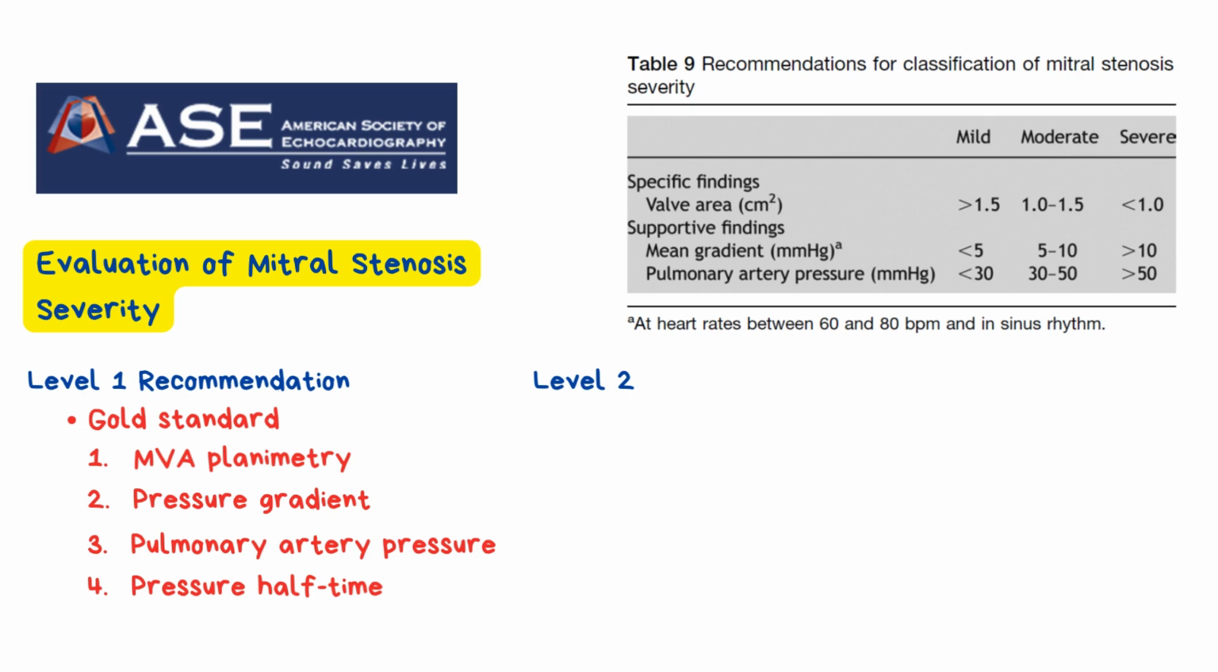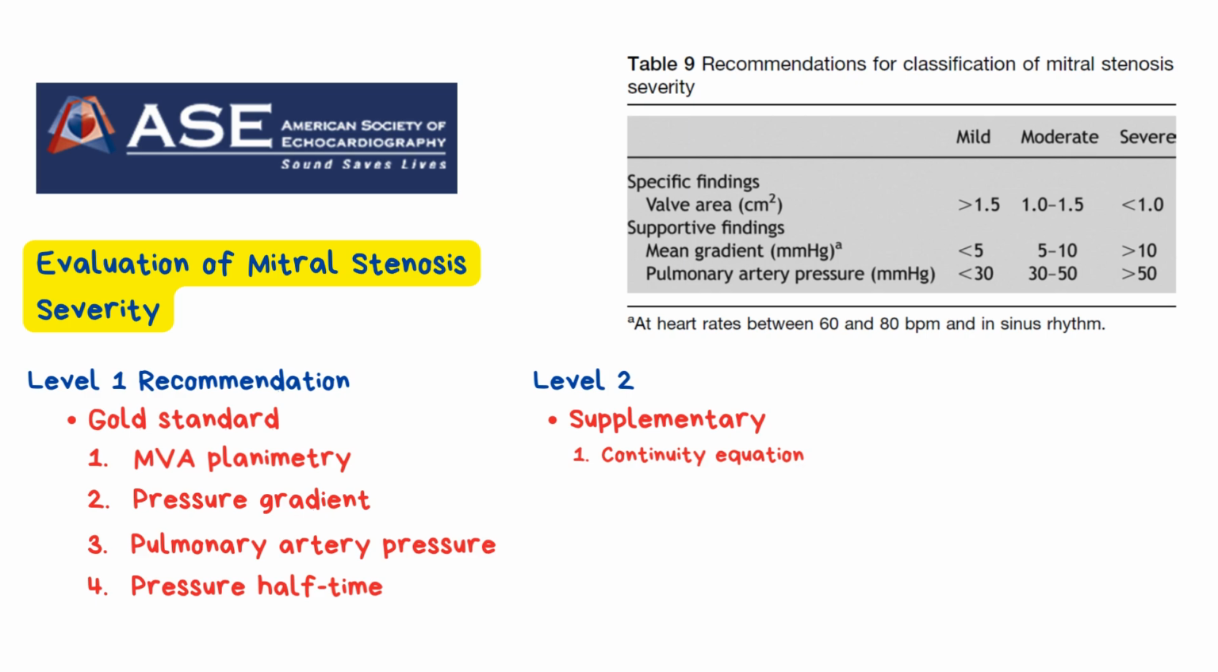Level 2 recommendations are for when the Level 1 method doesn't give you the full picture. These tests are used selectively, often to clarify more complex or borderline cases, or to guide further decision-making when echo findings are unclear. Level 2 recommendations include, first, the continuity equation. It's based on the principle of conservation of flow, that is, what goes in must come out.